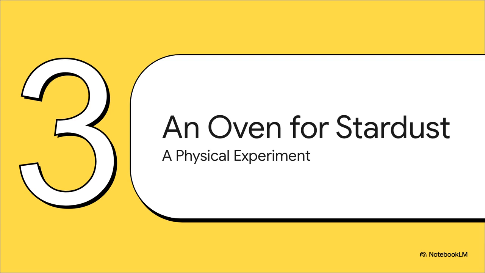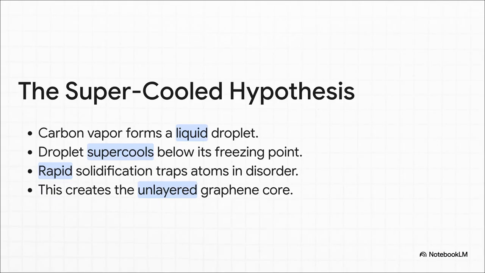Well, you think differently. You build a star in an oven. Seriously. A team of scientists decided, okay, if the simulations won't work, let's just try to build it for real. They set out to create a physical experiment that could mimic the environment of a dying star. And they had this really clever hypothesis. They called it the supercooled droplet idea.